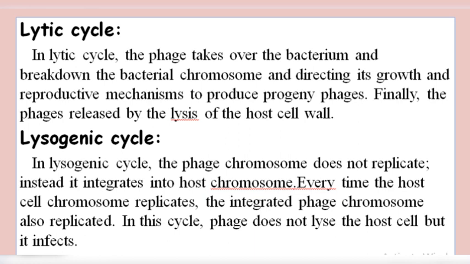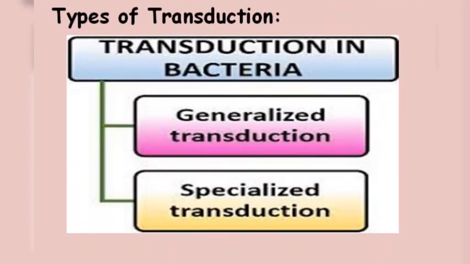In the lysogenic cycle, the phage chromosome does not replicate. Instead, it integrates into the host chromosome. Every time the host cell chromosome replicates, the integrated phage chromosome also replicates. In this cycle, the phage does not lyse the host cell, but it infects the host cell. Types of transduction. Transduction is of two types. One is generalized transduction, another one is specialized transduction.